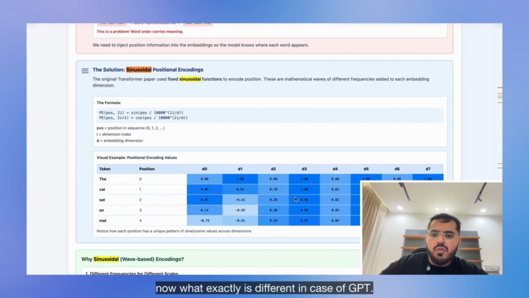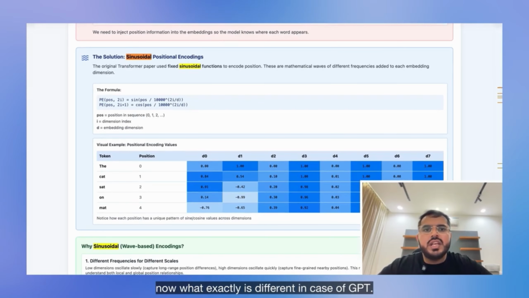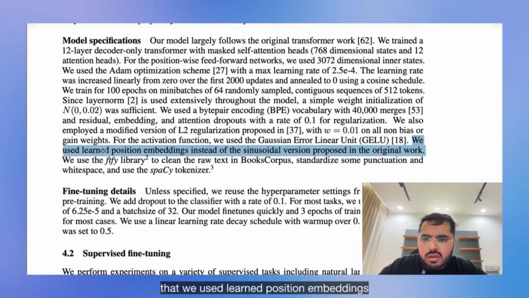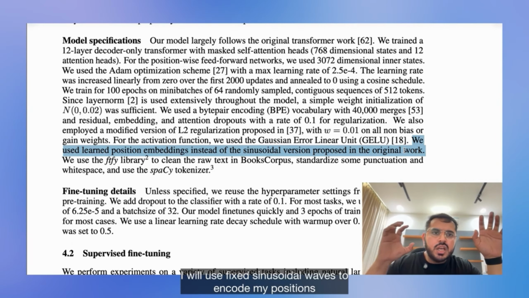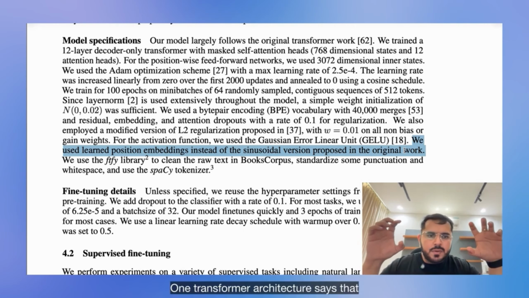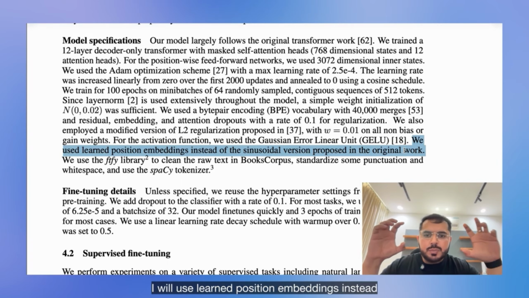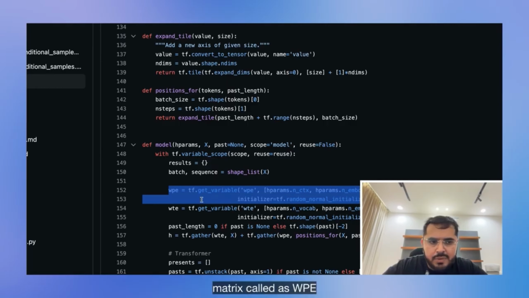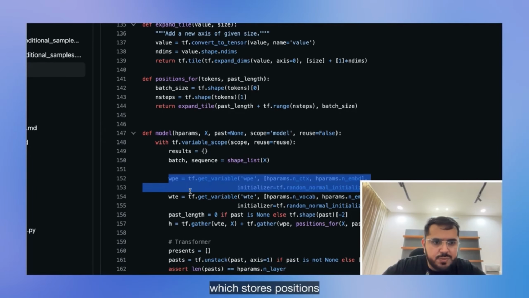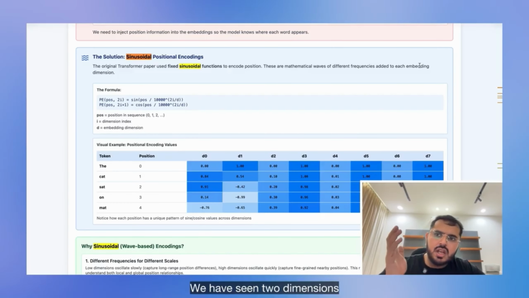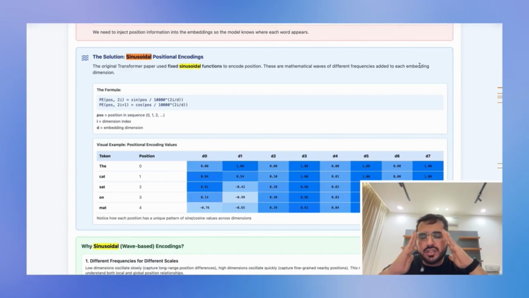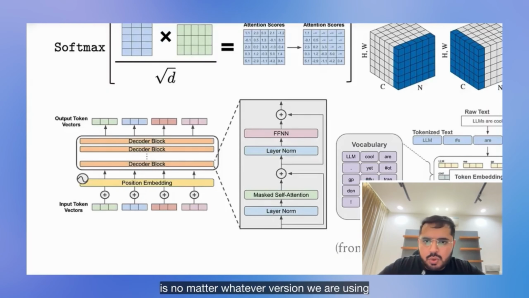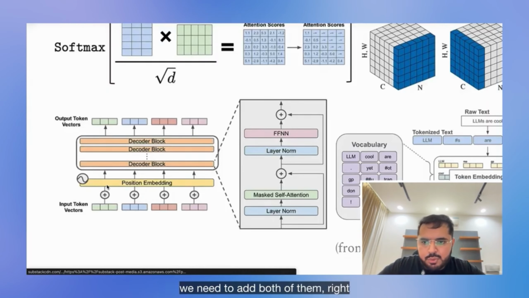Now, what exactly is different in the case of GPT? We used learned position embeddings instead of the sinusoidal version. One transformer architecture says I will use fixed sinusoidal waves. Another says I will use learned position embeddings. They create a parameter matrix called WPE, which stores positions. We have seen two versions: the GPT-2 version of position embeddings and the Attention Is All You Need version of position embeddings. No matter which version we use, we need to add both of them, right?